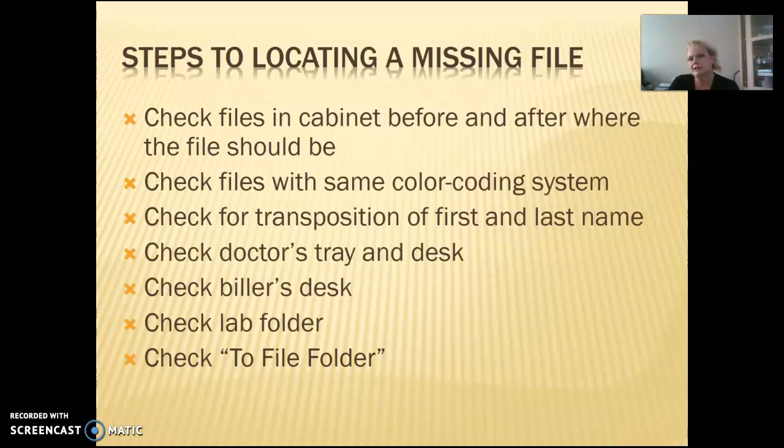Now, steps to locating a missing file. This is one thing I do not miss about paper charts. It was so annoying because I remember on the weekends I'd be the only medical assistant there. Patient came in, I can't find their chart. You don't want to tell the patient this. You know it's somewhere in the office, but you don't know where because nobody used an out guide.